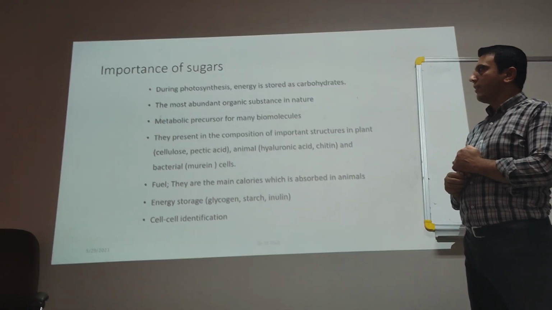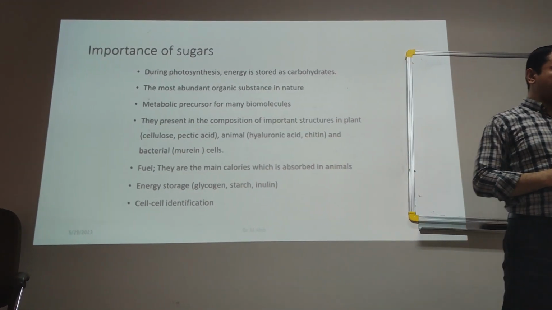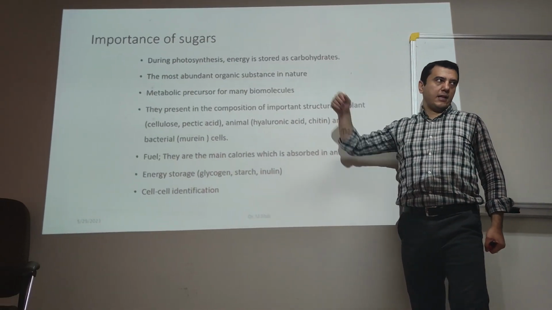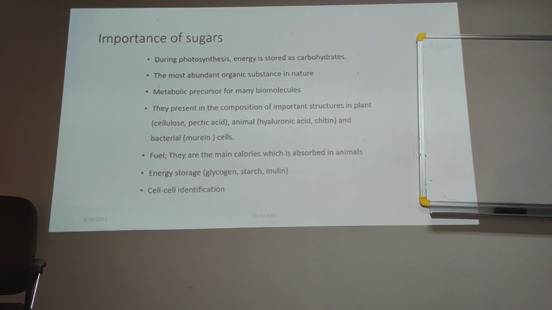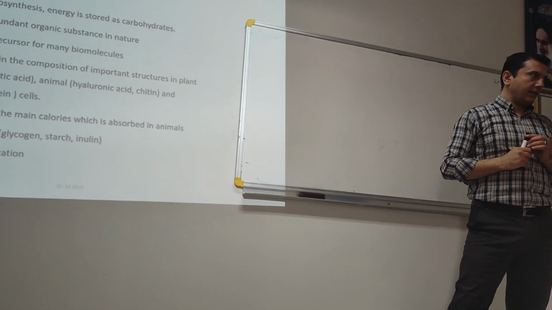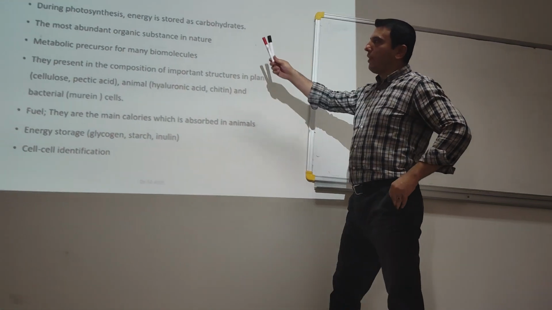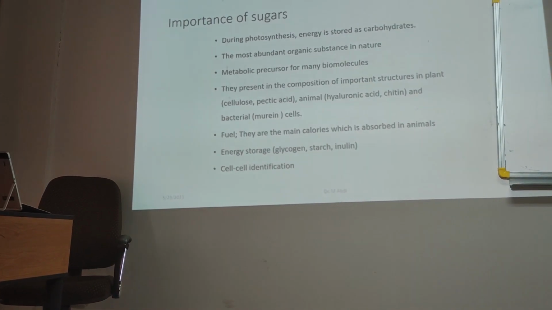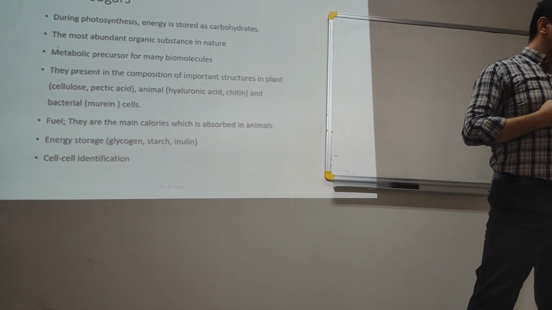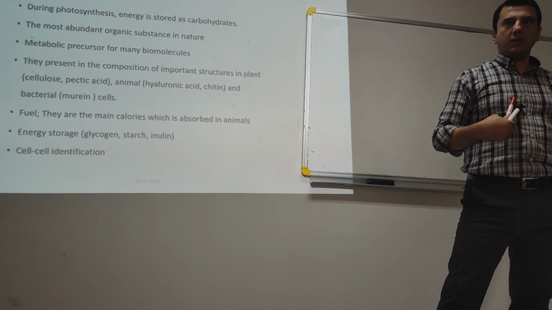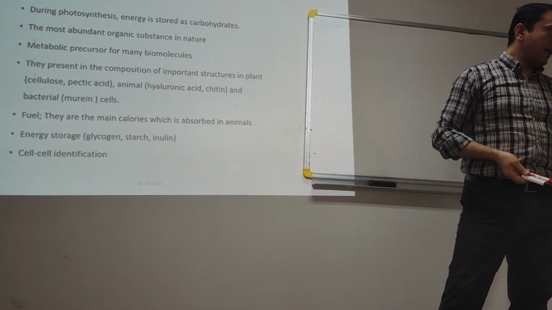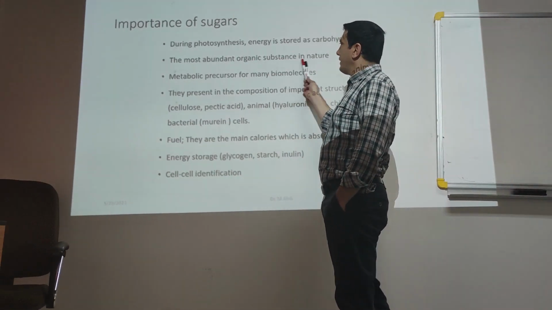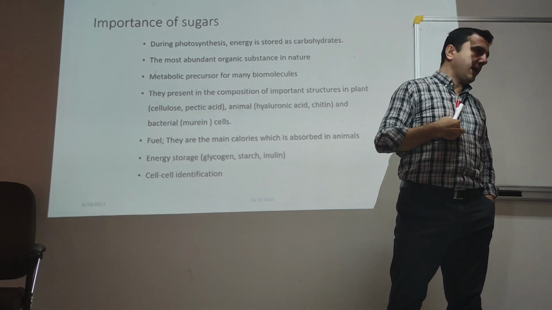As you might acknowledge, the most important molecules produced during photosynthesis are carbohydrates in the form of glucose. Plants produce carbohydrates during photosynthesis, and this is the molecule that we use every day in any food, any diet. The most abundant organic substance in nature is carbohydrates.